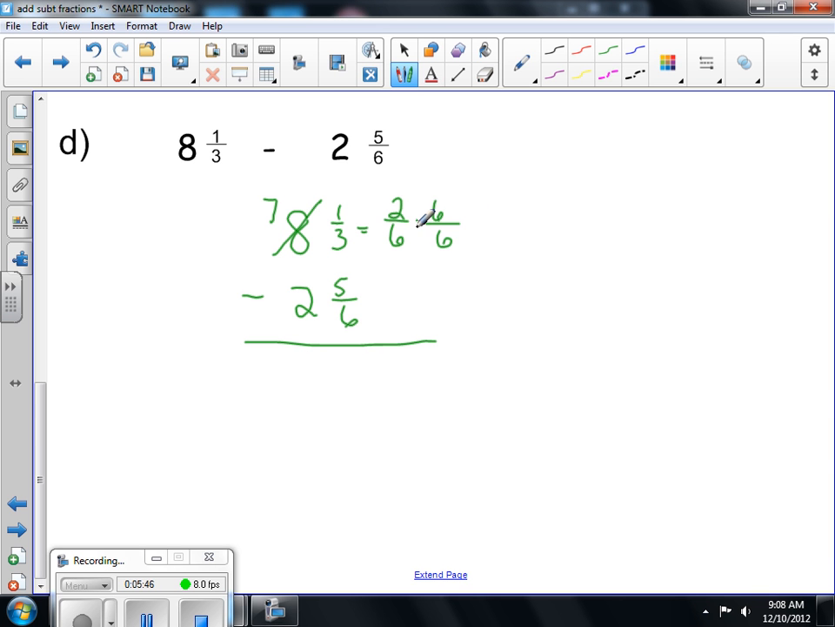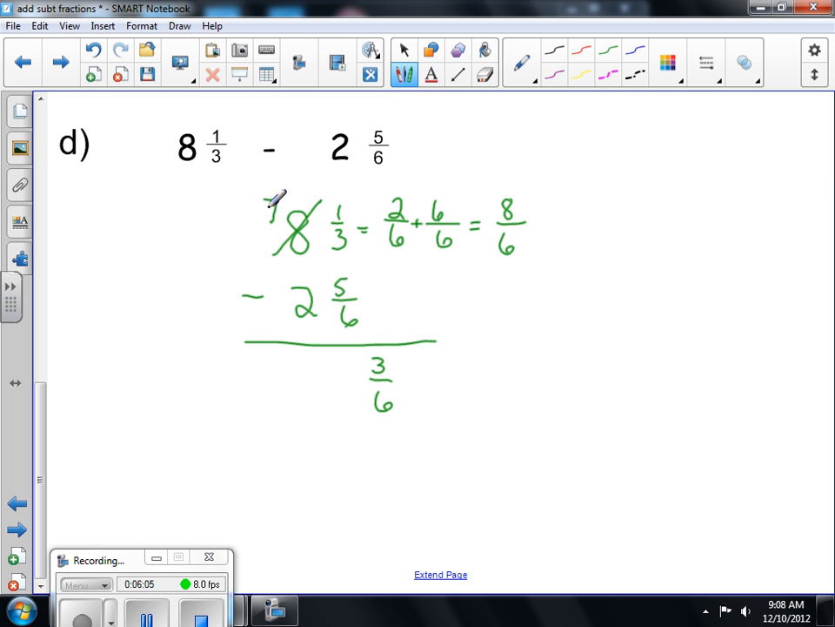Now, why did I choose 6? Because it was my unit fraction. That's the common denominator that I'm choosing in this problem. Together, I have 8/6 now. Now, may I subtract or take away 5/6 from 8/6? Yes, you can, and you get 3/6.